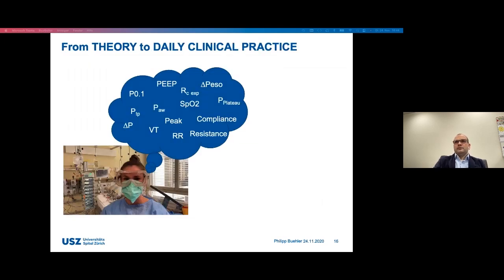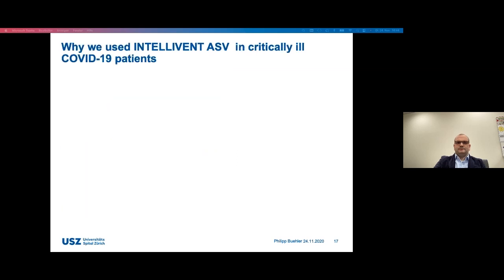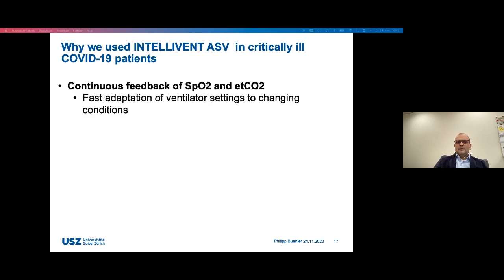Now, from theory to daily clinical practice: how individualized ventilation was performed in Zürich. Now to the question why we used Intellivent-ASV in critically ill COVID-19 patients. We used Intellivent-ASV in all critically ill COVID-19 patients if resources were available.